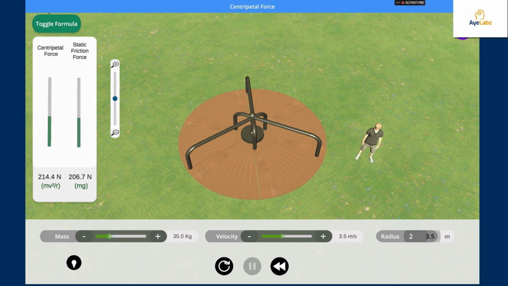With this interactive tool, you will not only understand the underlying concepts but also feel the force in action. Let's explore how this invisible force shapes our experience of circular motion. It is an exciting journey in physics filled with experiments that will thrill your mind.